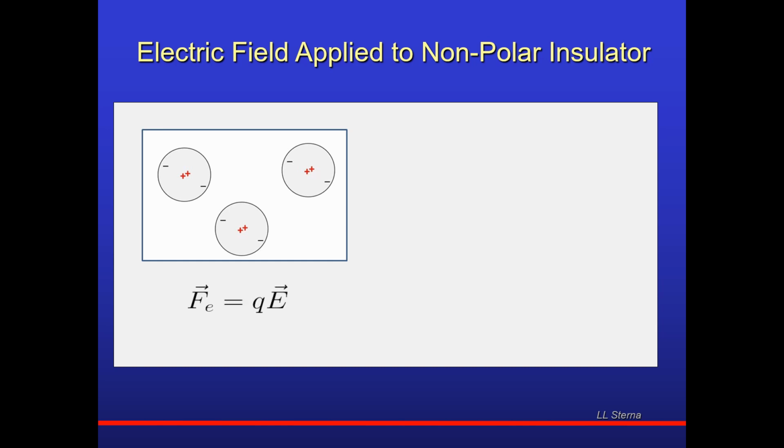The electric force, which is a vector, is given by the charge Q times the electric field, which is also a vector. Therefore, the force on each positive nucleus will be in the direction of the electric field. But the force on the electrons, which are negative, will be in a direction opposite to the electric field. Remember, the nuclei are much more massive than the electrons. Therefore, the predominant effect of the electric field will be to distort the electron clouds.